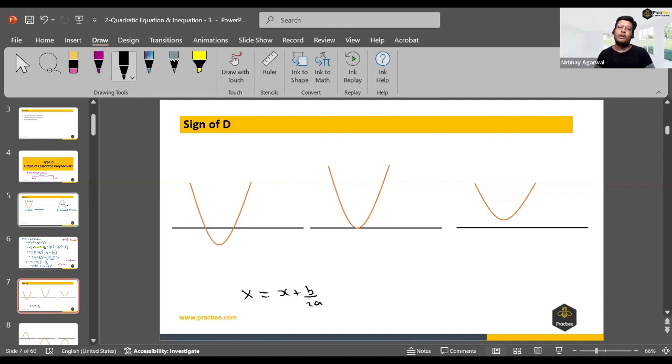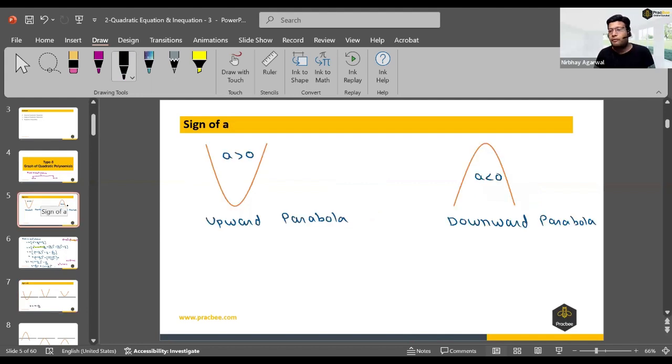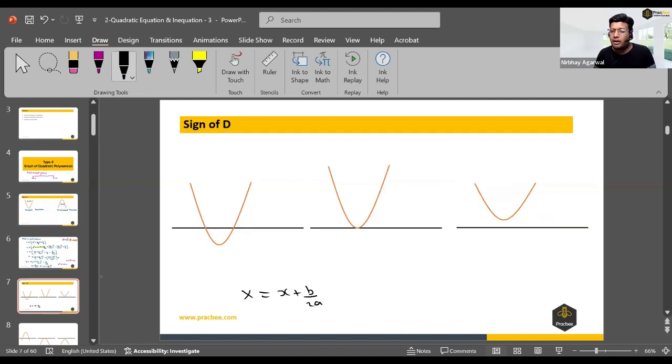So initially I told you that for upward and downward parabola, a is responsible. But there are again three possibilities: whether the graph will cut at the x-axis, touch at the x-axis, or no cut, no touch. So it will decide the sign of D.